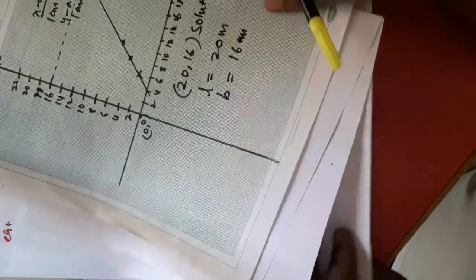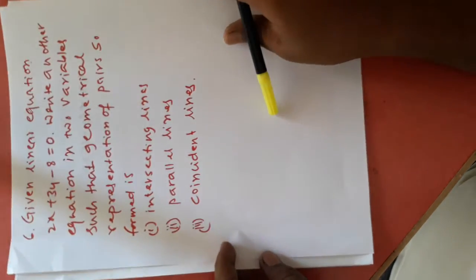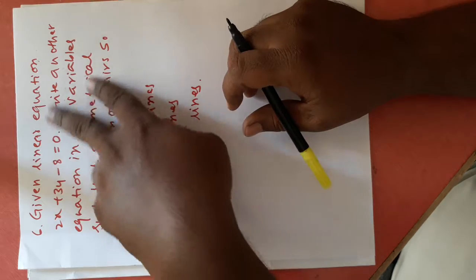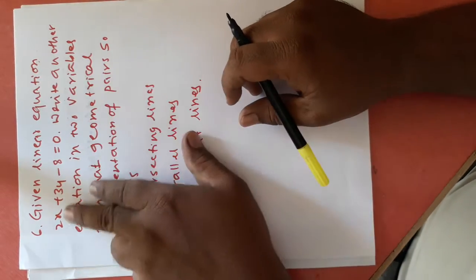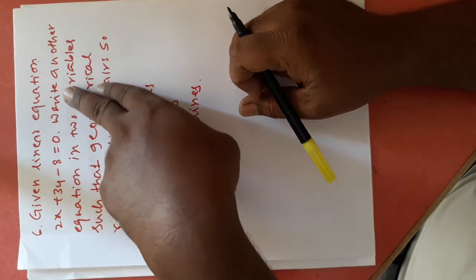This is question number 5. Then in question number 6 you see, here we have to write only 3 equations. One equation is generally given, the linear equation 2x plus 3y minus 8 is equal to 0.